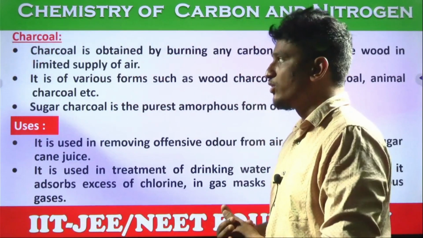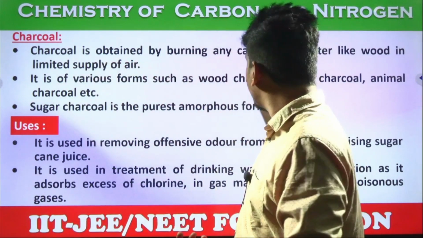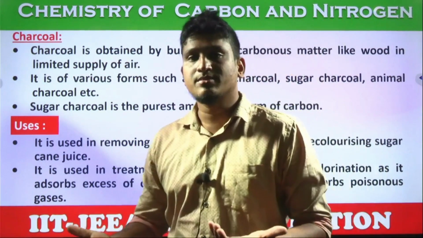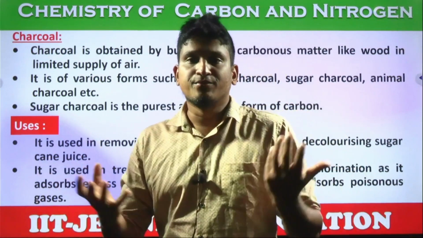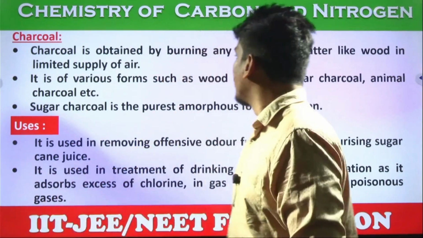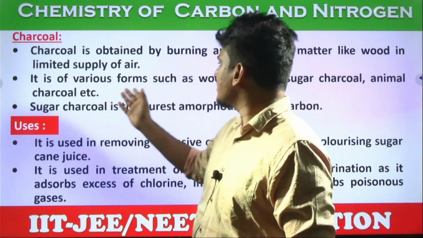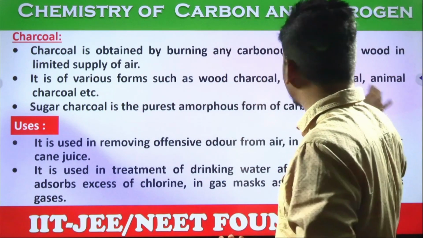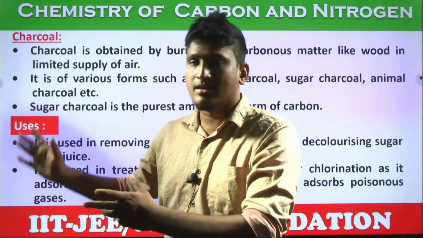Next we have charcoal. Charcoal is also a kind of coal, and it is obtained by burning any carbonous matter. Any carbonous matter means a matter which is made up of carbon. Of course, the majority is coming from wood, by burning wood, by burning sugar, or by burning any other forms of carbon-like matter like wood in the limited supply of air. It has various forms such as wood charcoal, sugar charcoal, animal charcoal. By burning all these forms, we can get that particular type of charcoal.